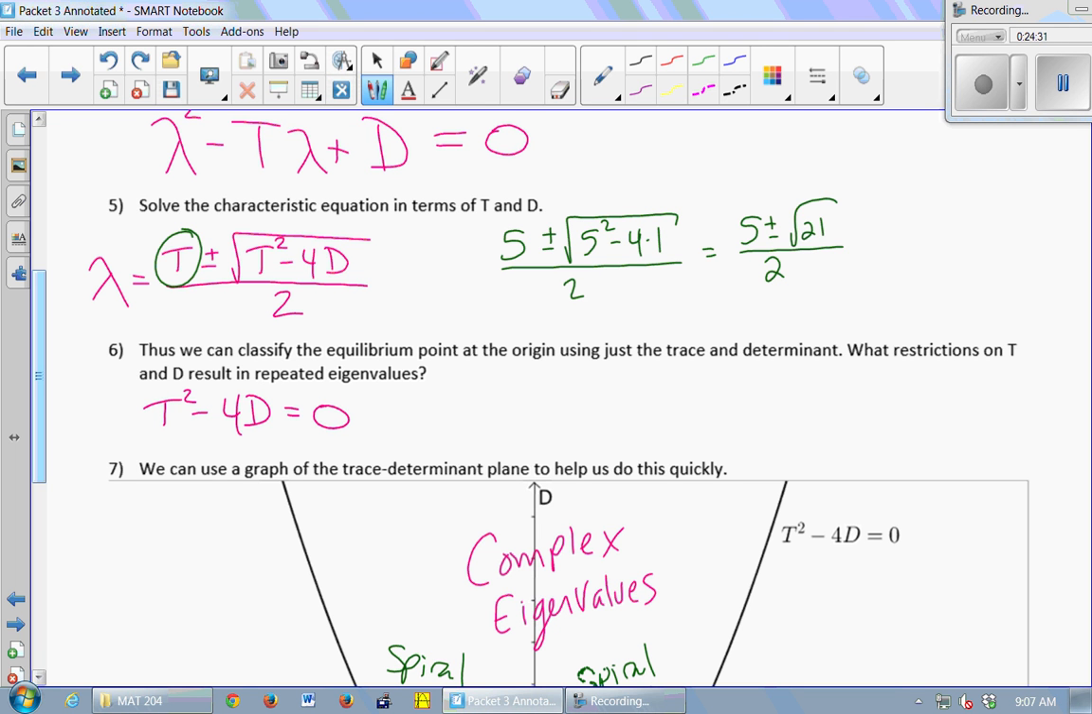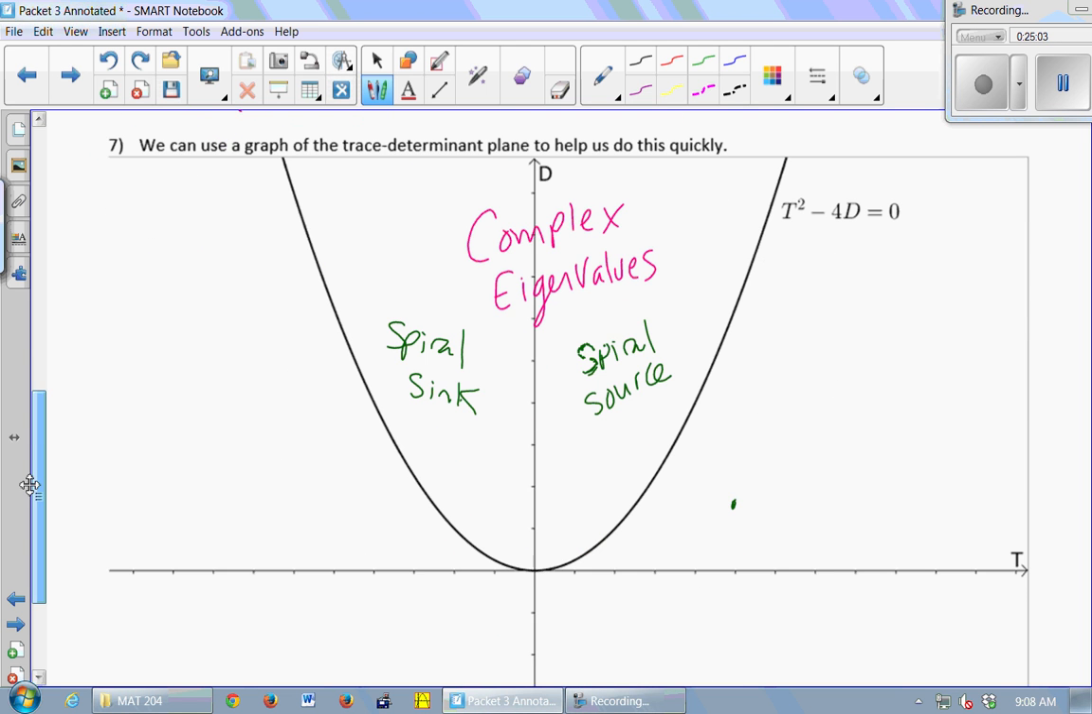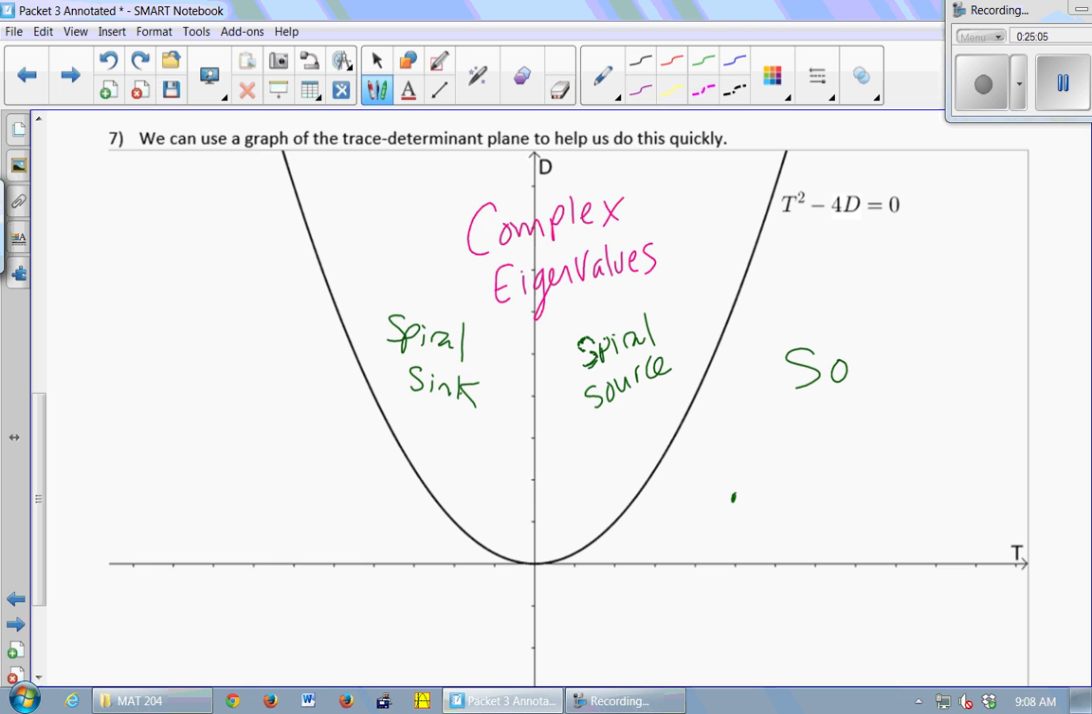Radical 21, what is that approximately? I should have picked numbers that gave me a perfect square. Between 4 and 5. So if I do 5 plus that, I'm going to get a positive, and if I do 5 minus that, I'm also going to get a positive, because radical 21 is smaller than 5. So if both eigenvalues are positive, that tells you that over here we have a source.